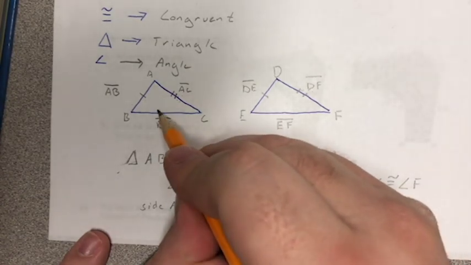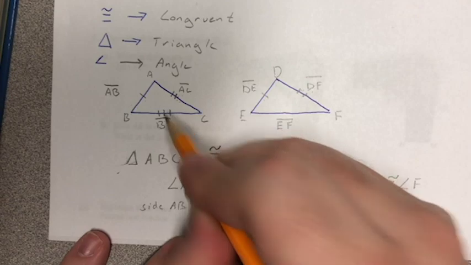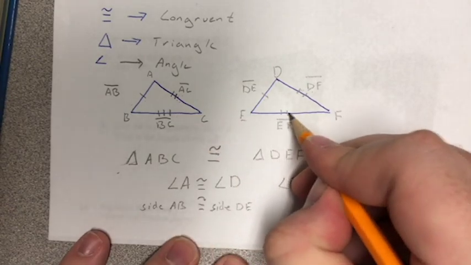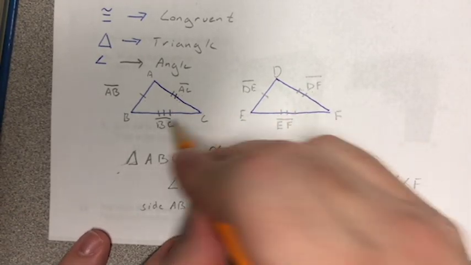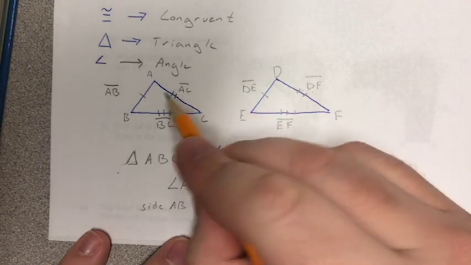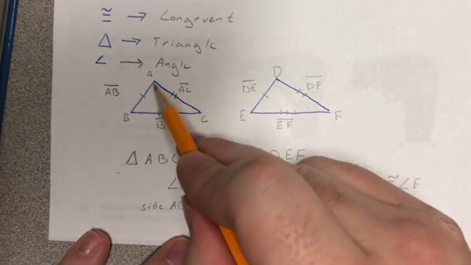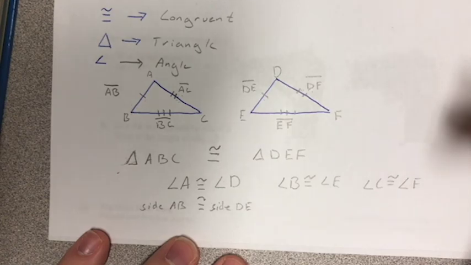And it's the same thing with the third side. I would put 3 little hash marks to show that these two sides are congruent, but they're not congruent with anything else. So AB is congruent to DE and only that, and so forth.